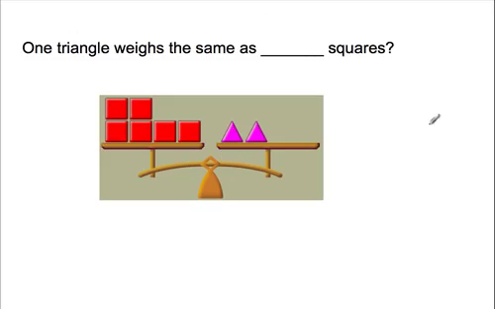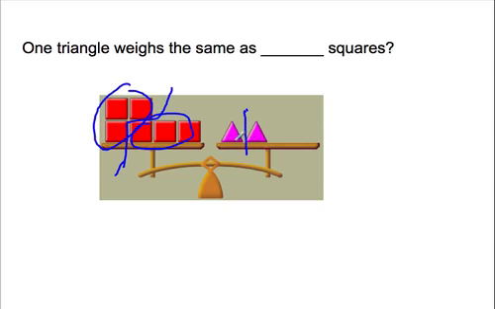Okay, and the final example, one triangle weighs the same as how many squares? Well, okay, this one's a bit tricky, but basically on this right hand side here we've got two triangles. Okay, so half the weight is one triangle, half the weight is another triangle. If we take the other side and we divide it into halves, divide it into two, we have a group of three and another group of three.